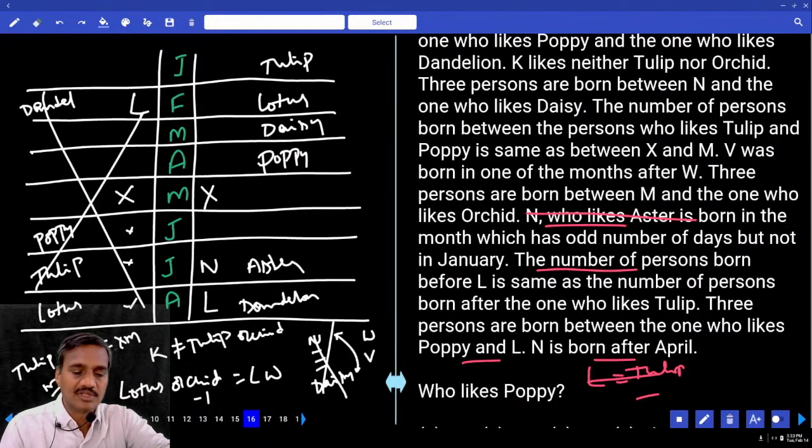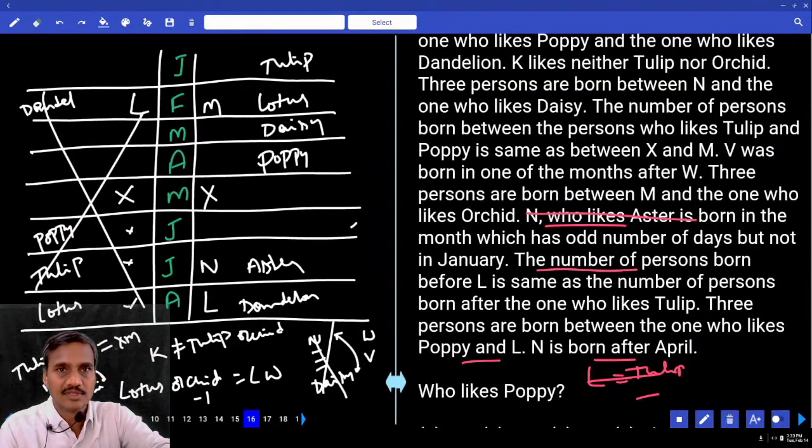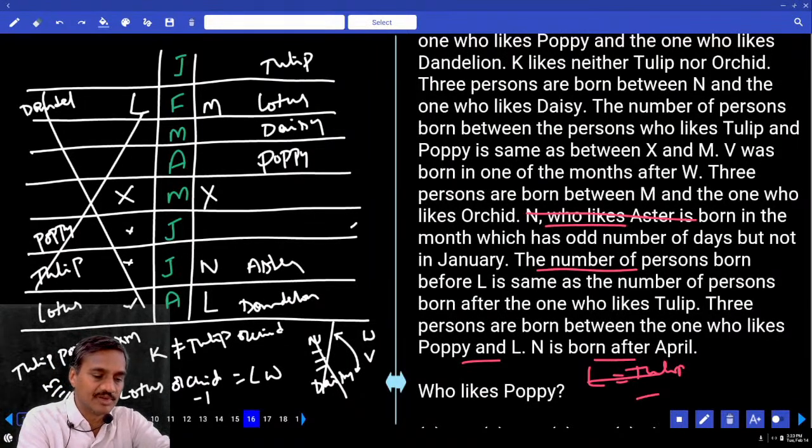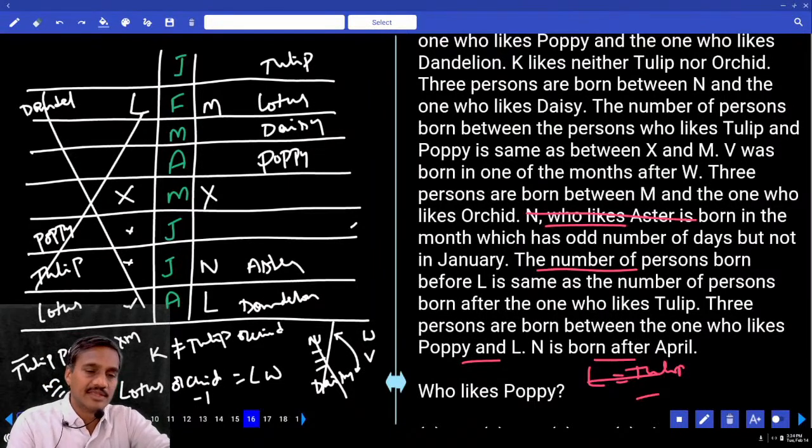M and orchid must come. Can we have orchid at this place? If orchid comes here, 1, 2, 3, M will be here. Lotus and orchid is equal to L and W. And K likes neither tulip nor orchid. And tulip and poppy, 2 people between tulip and poppy, equals X and M. Between X and M there must be exactly 2 people. M is here. Between M and orchid there must be exactly 3, so since M is here, 1, 2, 3, orchid is here. Then one more flower is left over.